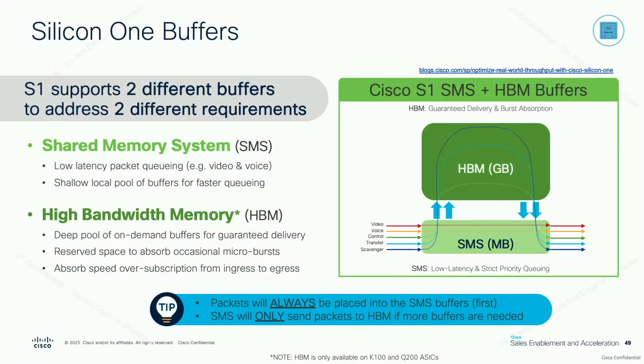And even like the little thing at the bottom, it always goes into this shared memory system, which is the shallow but fast memory, first. And then as necessary, so it's only as it hits congestion, then it will send it to HBM. Got it. So even if you have it configured to be hybrid, if the fast lane's memory is available, it's going to use that. Exactly. Got it. Yeah. Exactly.